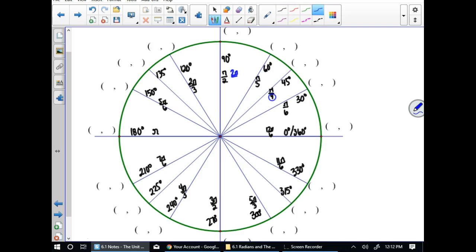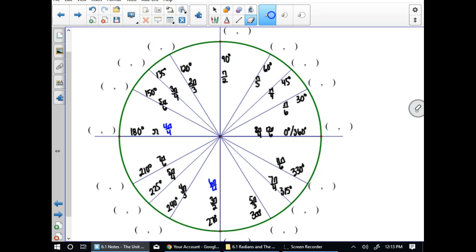This is 2 pi over 4. This right here would be 3 pi over 4. This would be 4 pi over 4. 5 pi over 4. 6 pi over 4. 7 pi over 4. And then 8 pi over 4. But the ones I wrote there in blue, they reduce.